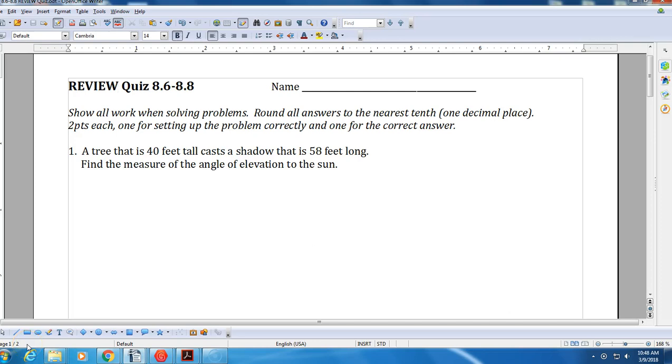All right, here we go. Review quiz 8.6 to 8.8. So we're talking elevation, depression in 8.6, law of sines in 8.7, law of cosines in 8.8.